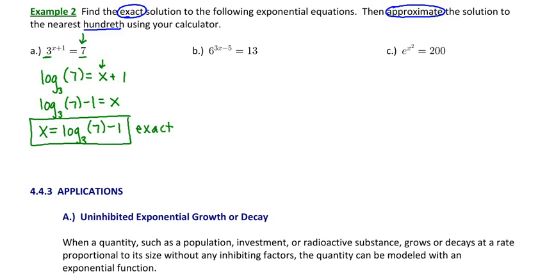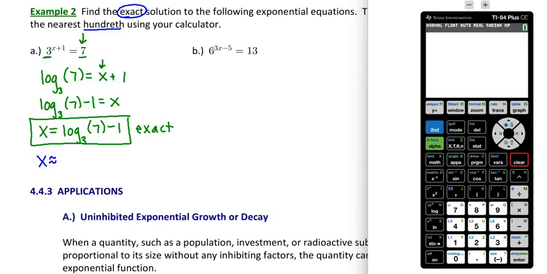But what value does that exact expression actually represent? Well, let's use our calculator to approximate this value so we can wrap our minds around what kind of number that is. Recall the key combination for typing in a logarithm is math, alpha, math. We can type in log base 3 of 7 minus 1. So the approximate value of our solution to the nearest hundredth or 2 decimal places is 0.77. This is what we call the approximate solution.